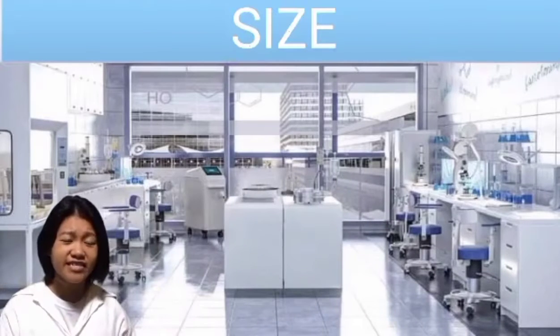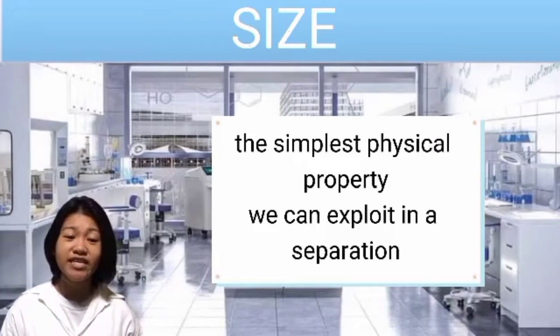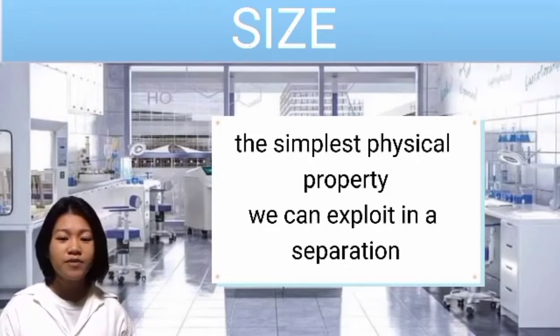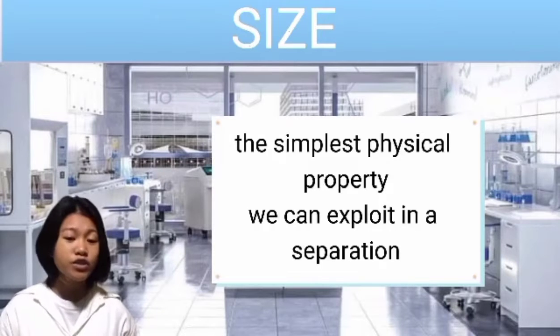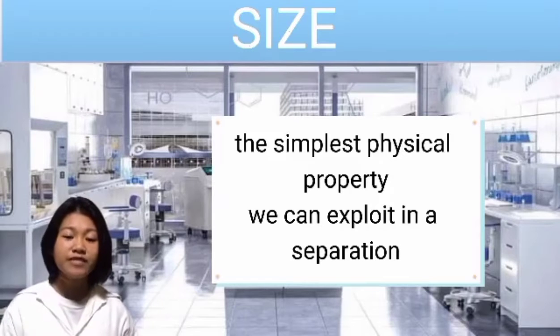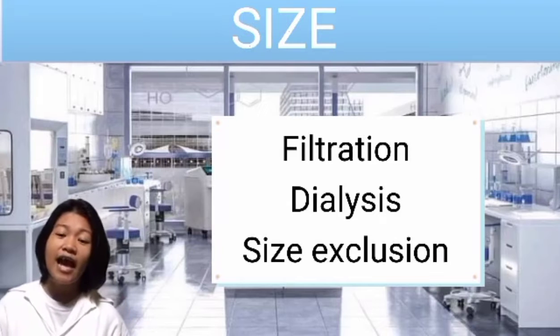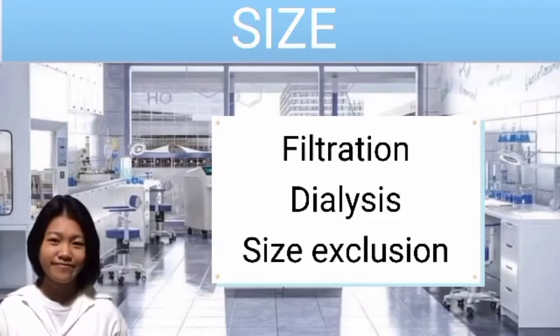Now let's start with separation based on size. Size is the simplest physical property we can exploit in a separation. To accomplish the separation, we use a porous medium through which only the analyte or the interferent can pass. Examples of size-based separation include filtration, dialysis, and size exclusion.